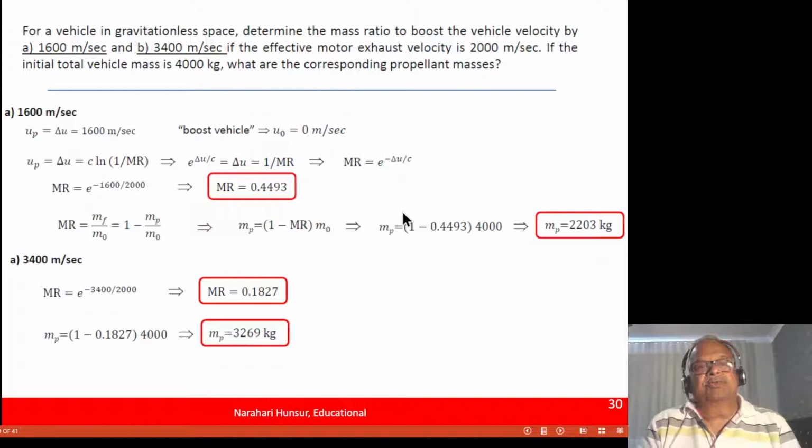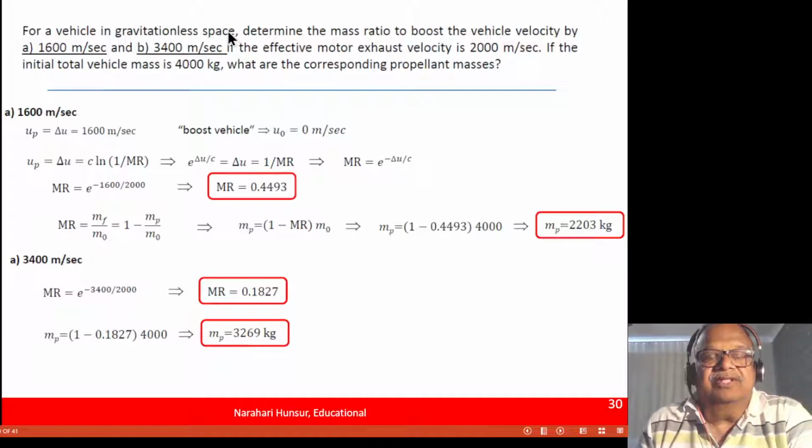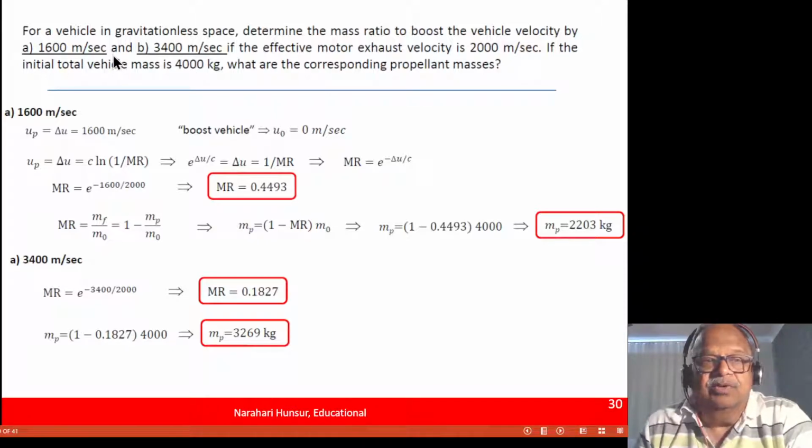Just to show you the effect of mass ratio, which I talked about earlier, this is a nice worked example from a textbook, which I have borrowed for educational purposes. Consider a vehicle in gravitation-less space. Determine the mass ratio to boost the vehicle velocity to 1600 meters per second. Basically, from zero, you are giving it a final velocity of 1600 meters per second. And B, the same vehicle, I want to make it 3400 meters per second.